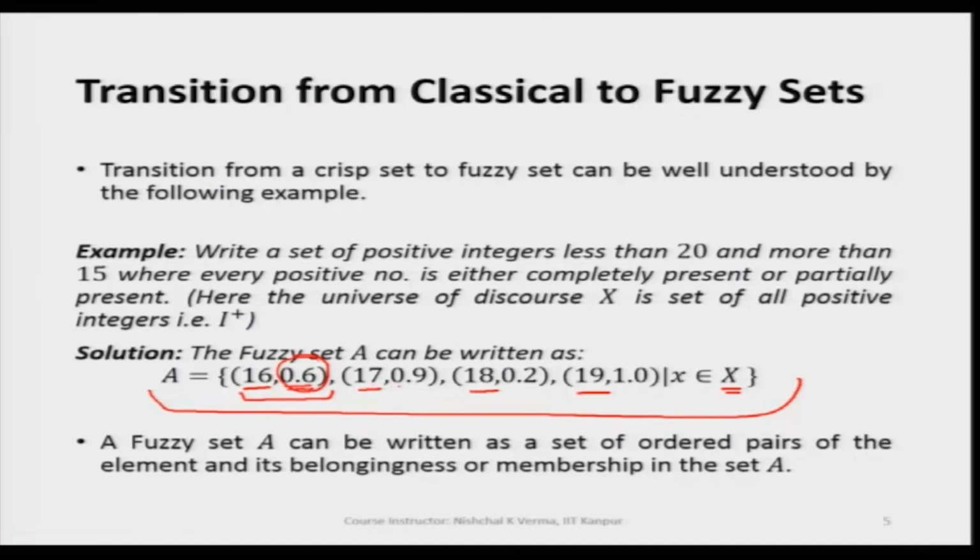means that 16 is present with 0.6 membership value. Similarly, 17 is present with 0.9 membership value, 18 is present with 0.2 membership value, 19 is present with 1.0 membership value, meaning 100%. So, 19 is completely present, 18 is partially present, 17 is partially present, 16 is also partially present. So, this way a fuzzy set is a set which has all the elements with their membership values. We can also say the same thing as it is written over here.